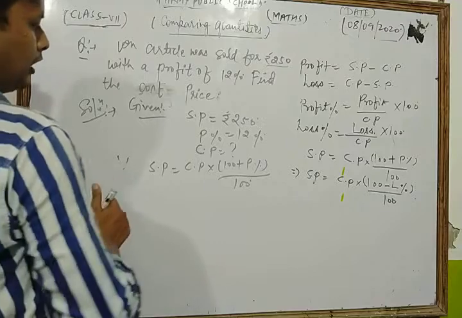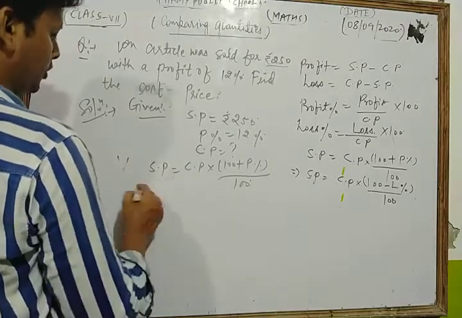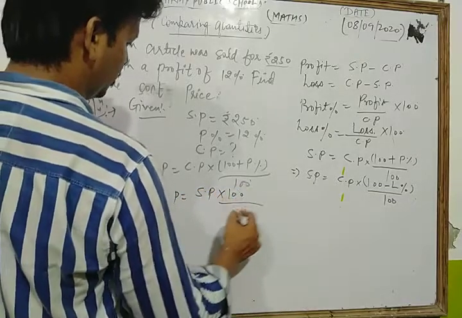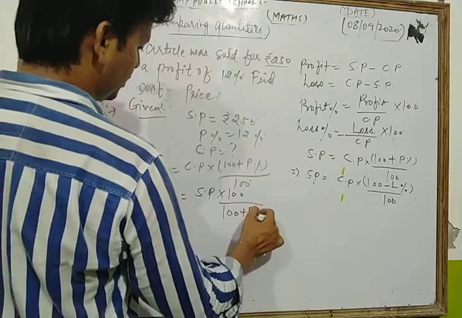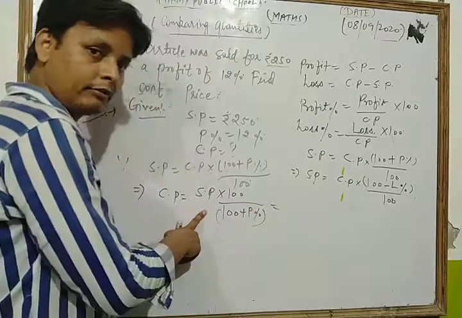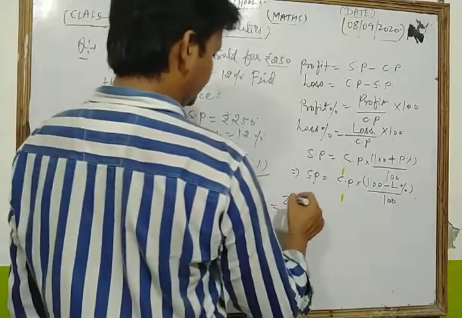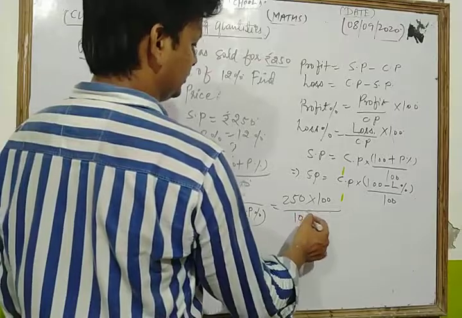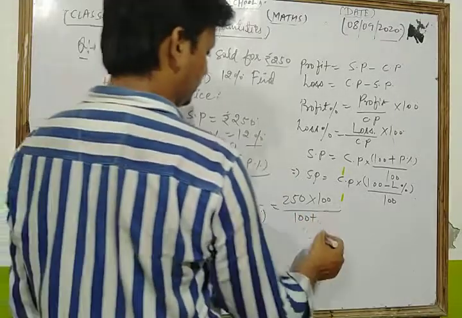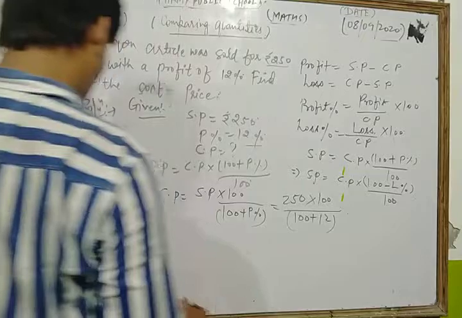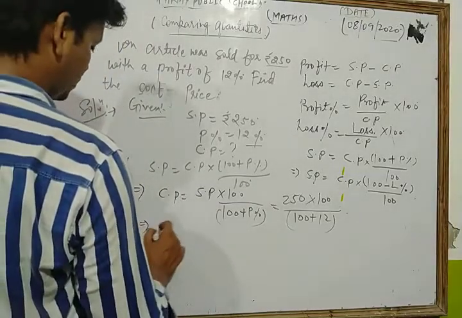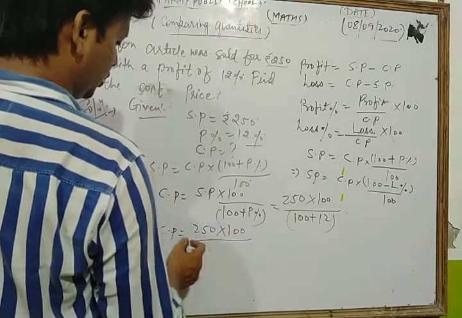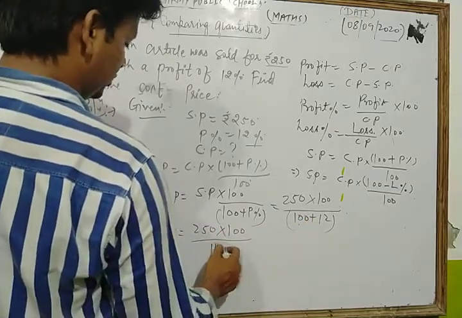Now from here we can write the cost price is equal to selling price into 100 upon (100 plus profit percent). Now we put all the values in this formula. Selling price is 250 into 100 upon 100 plus profit percent, which is 12. So cost price is equal to 250 into 100 upon 100 plus 12, that is 112.